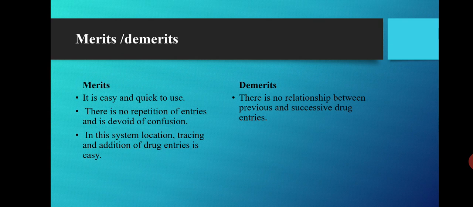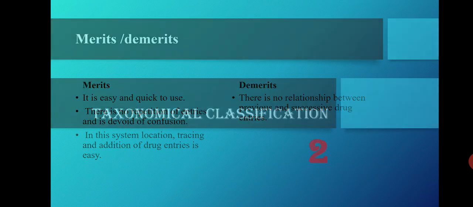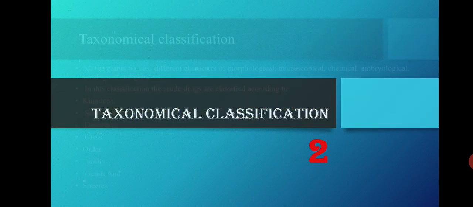And if we talk about the demerits, then there is no relationship between previous and successive drug entries. That is, if we say that A is for acacia and A is for amla, but both the drugs are of different origin. One is a gum and one is a fruit. So there is no successive relationship between these drugs. कि A की कैटेगरी में जो हमने प्लेस किए हैं वो सारे सेम कैटेगरी के हैं, या B की कैटेगरी में जो प्लेस किए हैं वो सारे B के हैं, तो ऐसा नहीं है, इसलिए ये इसका डीमेरिट है.